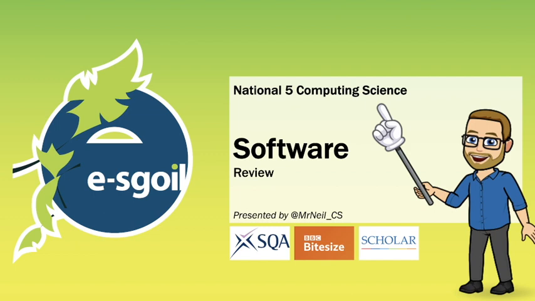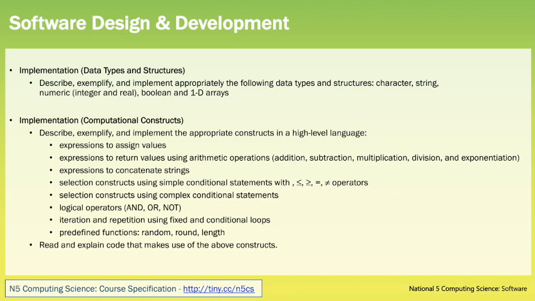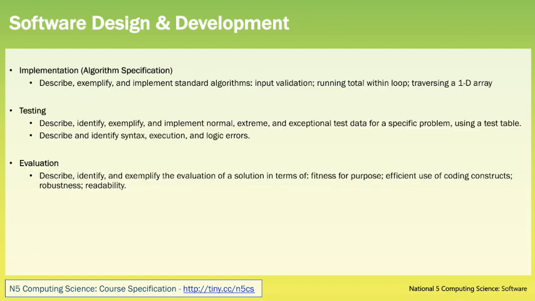Heriot-Watt University. The Software Design and Development Unit has several key areas: development methodologies, analysis, design, implementation with data types and structures, implementation of computational constructs, implementation of algorithms, testing and evaluation. You can find the full content of the Software Design and Development Unit within the National 5 Computing Science course specification available on the SQA website.